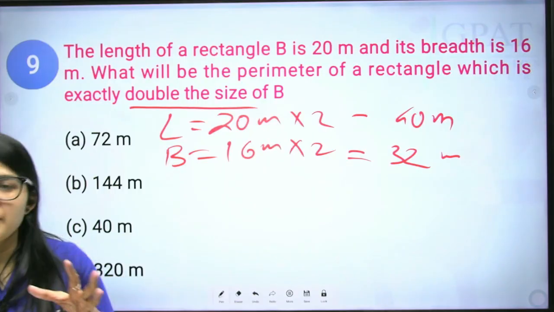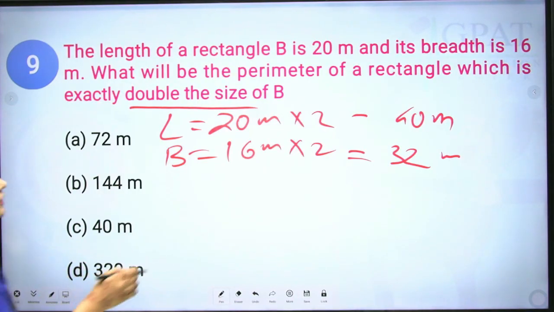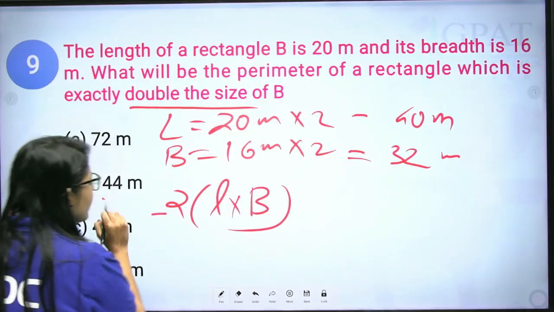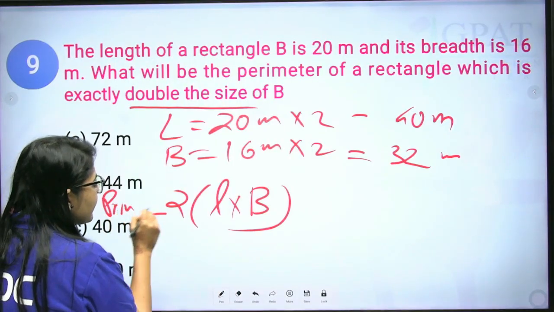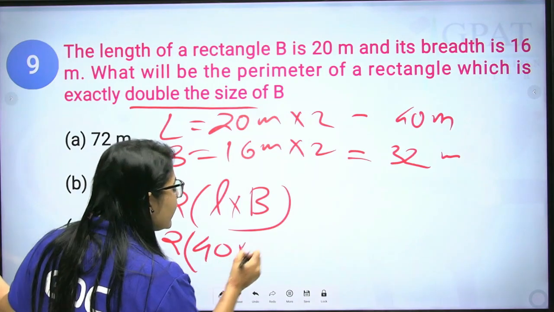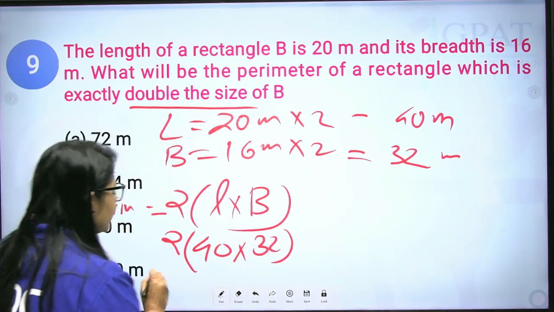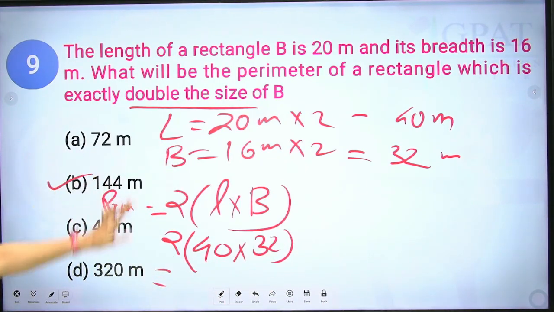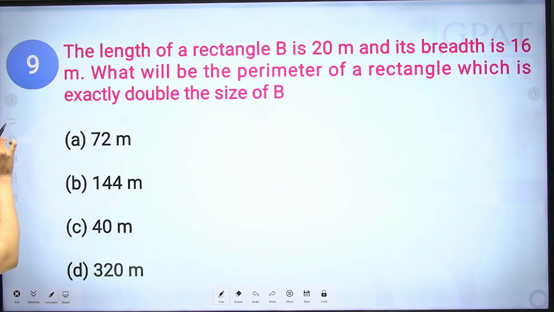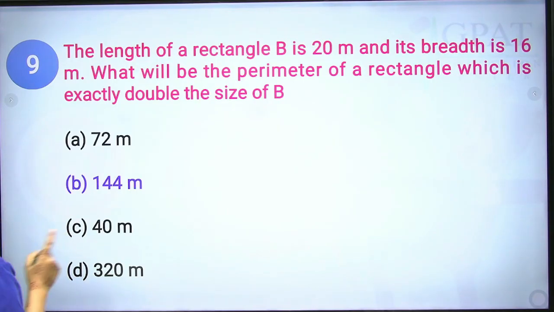Now if you need to find the perimeter, that is 2 into length plus breadth. This is the formula for finding the perimeter. Now 2 into 40 plus 32. Once you do the calculation, you will get the answer of 144 meters. Clear? So the correct answer will be option B, that is 144 meters.